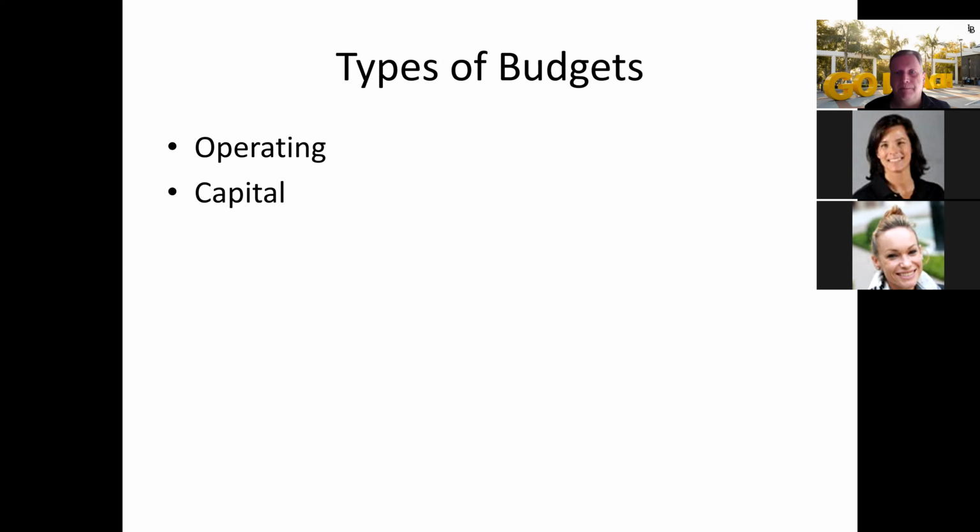Typically, especially at the state and local level, we have two main categories of budgets that we develop and manage. One type is called an operating budget. The operating budget is primarily for the day-to-day functioning of the organization. We're going to pay for our salaries and our benefits and our supplies. All of those expenditures will come out of an operating budget.